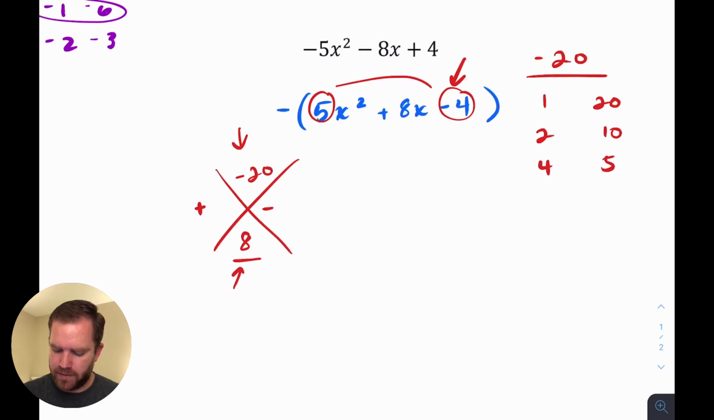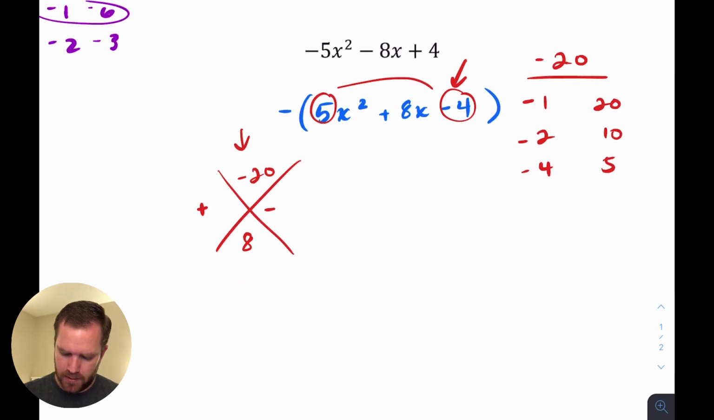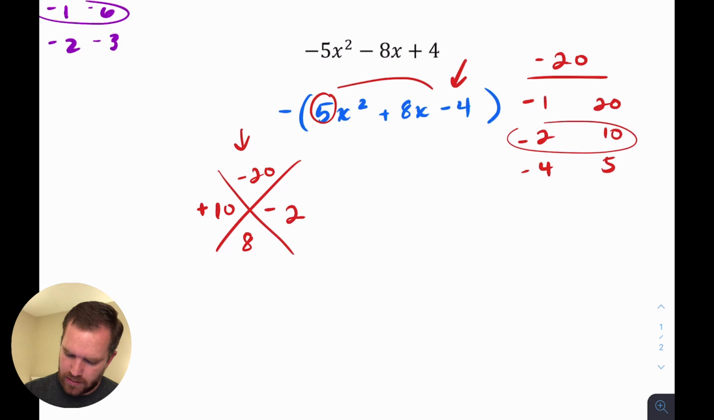Since our middle term is positive, that means the bigger number is going to be positive. So these will be our negative values. So -2 and 10 sum to 8. So we have a positive 10 and a -2. So let's go ahead and factor this by grouping.